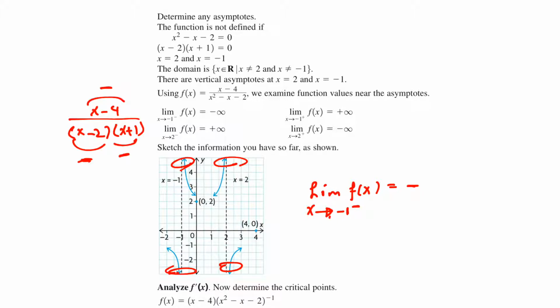Numerator is a number, denominator approaches 0. As x approaches -1, numerator approaches -5, and denominator approaches 0. Therefore, the limit is -infinity. This means the graph of the function is getting close to the vertical asymptote from the left side this way.